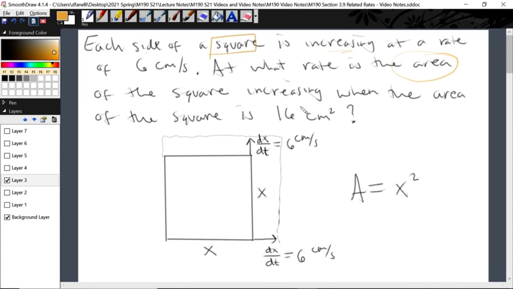Okay, let's notate what it is we're trying to find here. We're interested in the rate that the area of the square is increasing when the area is 16 centimeters squared. So we're being asked to find the rate of change of area, that's dA, how fast it is increasing, so dA/dt. And we're being asked to evaluate that when the value of the area is 16. That's when A is equal to 16. That's what we want to find.